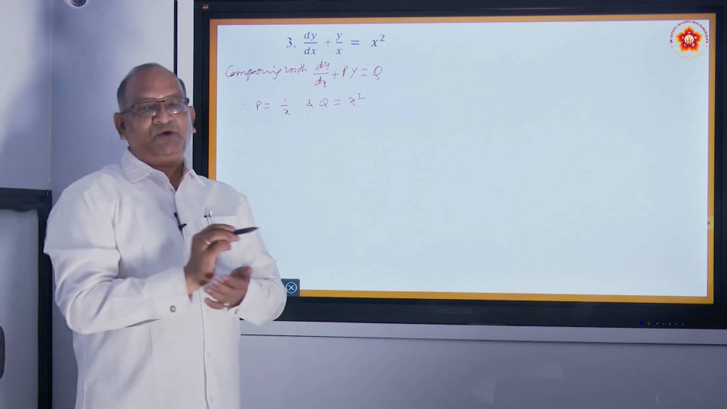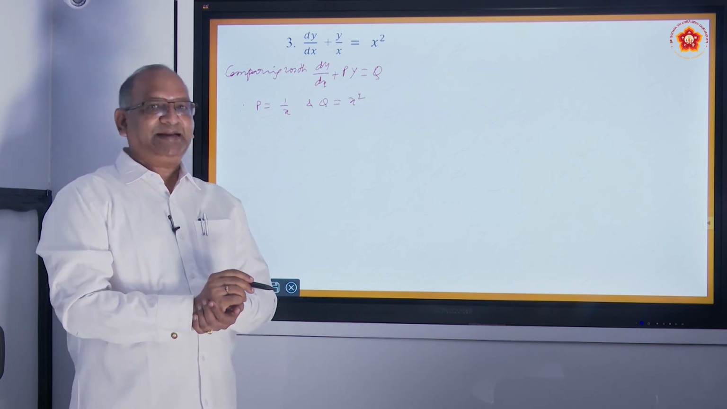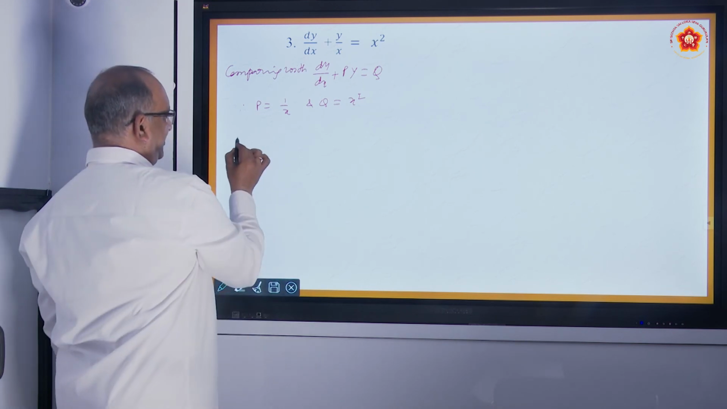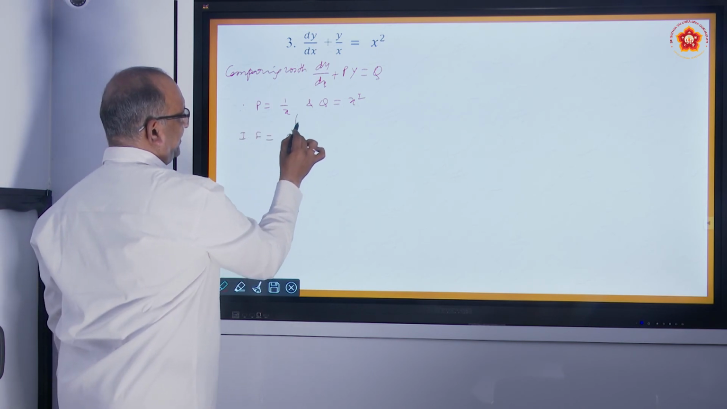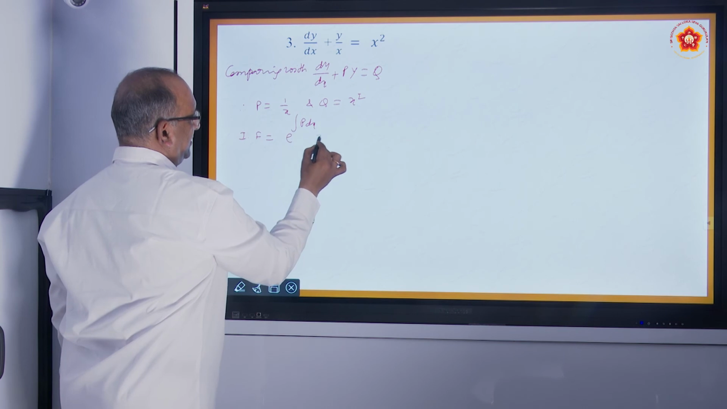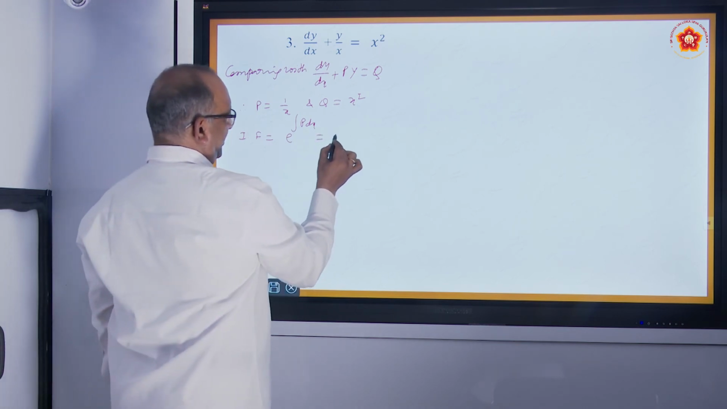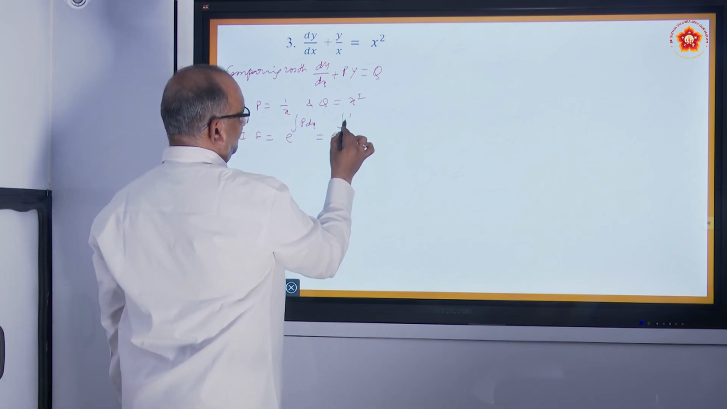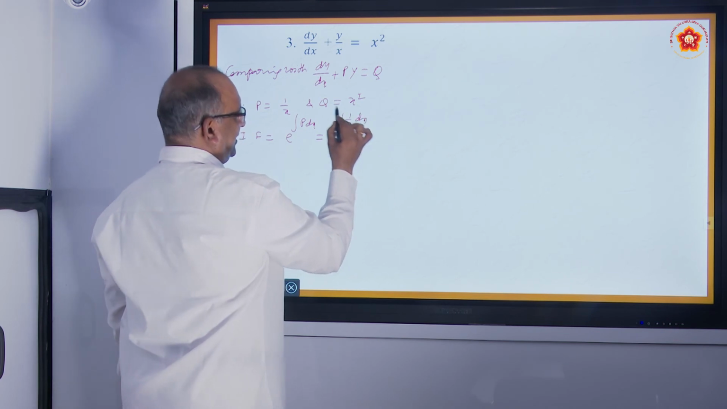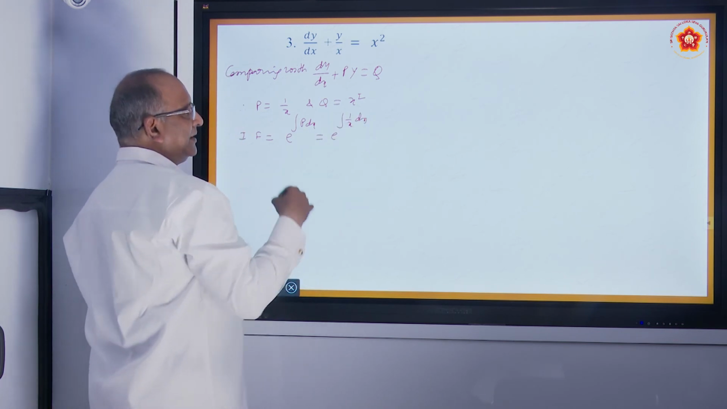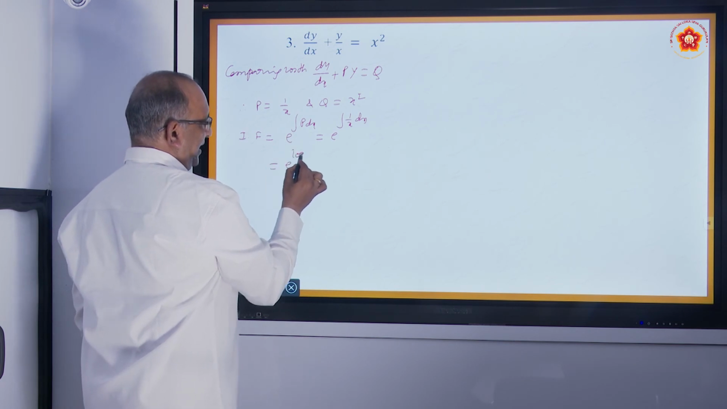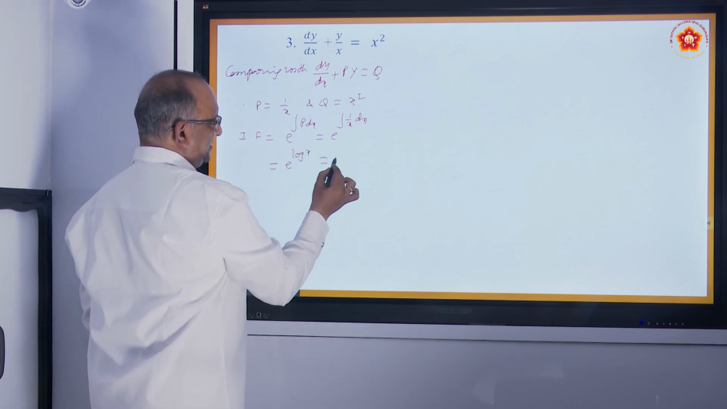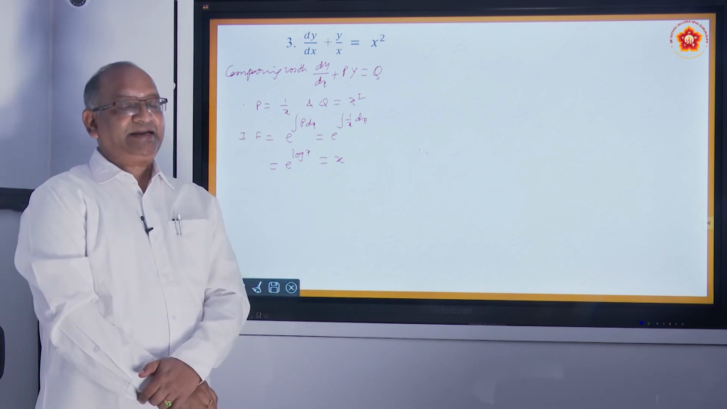Once you know P and Q, what is the procedure? Find out the integration factor. How do you find the integration factor? It is e to the power integral of P dx. In other terms, e to the power integration of 1 by x dx. What is the integral of 1 by x? It is log x. So you are going to get e to the power log x. And what is e to the power log x? It is x. This is the integration factor.